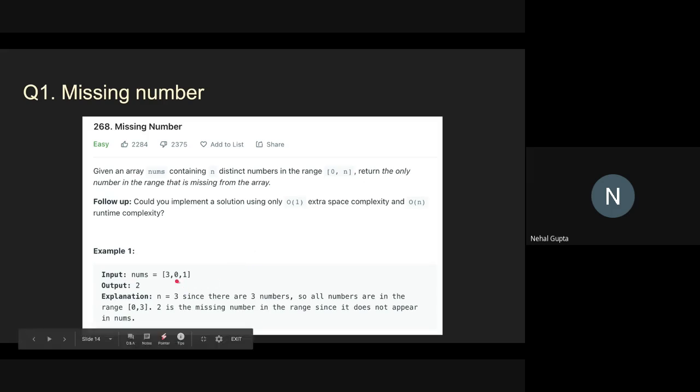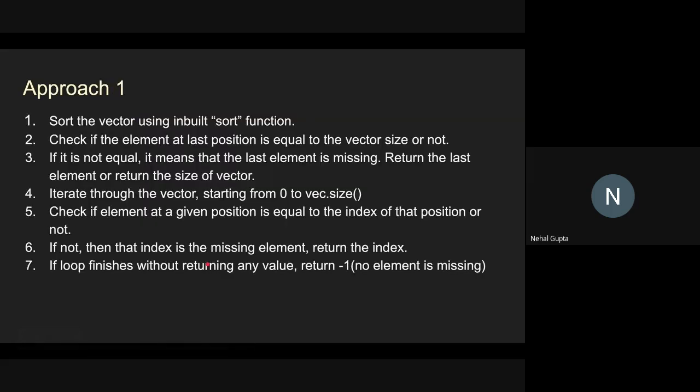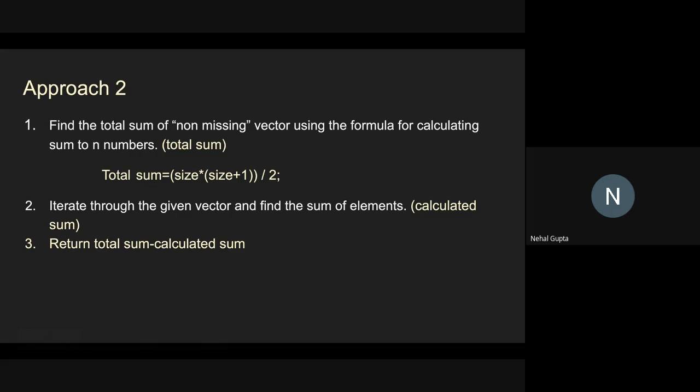But what sum are we getting from this given array? We are getting 3 plus 0 plus 1. We are getting 4. So 4 is not equal to 6. So what we do intuitively is that first of all, we find the total sum of the vector that should have been, by calculating using this formula. N is the size, so you can write size into size plus 1 divided by 2. This will give you the sum of all the elements that should have been present in case there was no missing element in the vector. So this is the total sum.